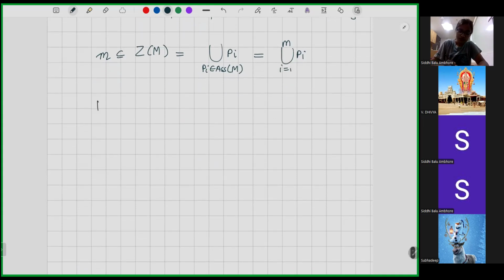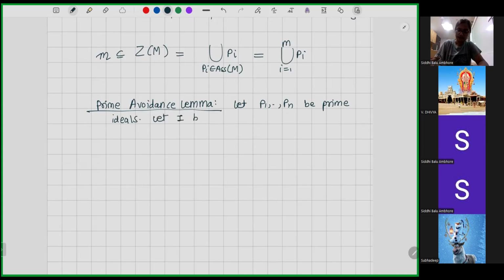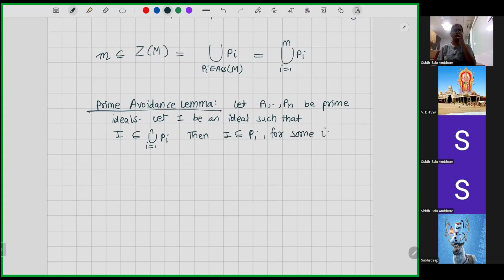And this is because there are finitely many associated primes for the given module M. So we have this prime avoidance lemma, that let P1 to Pn be prime ideals and let I be an ideal such that I is contained in the union of Pi, i from 1 to n. Then this I is contained in Pi for some i.